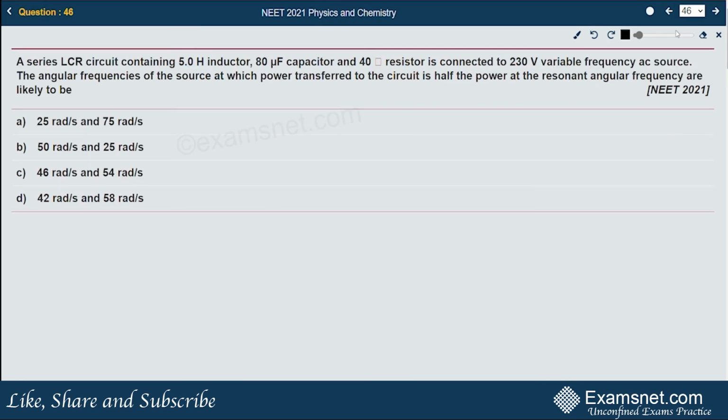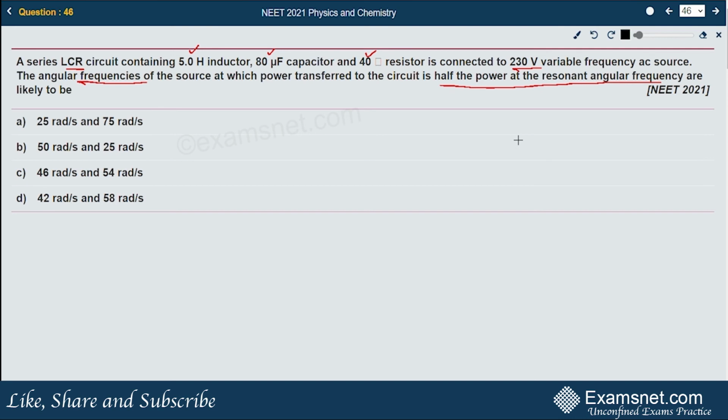Question number 46 is from the chapter Alternating Current, and the question is: a series LCR circuit containing a 5 Henry inductor, 80 microfarad capacitor and 40 ohm resistor is connected to a 230 volt variable frequency AC source. The angular frequencies of the source at which power transferred to the circuit is half the power at the resonant angular frequency are likely to be.